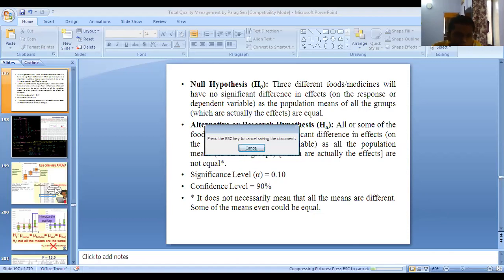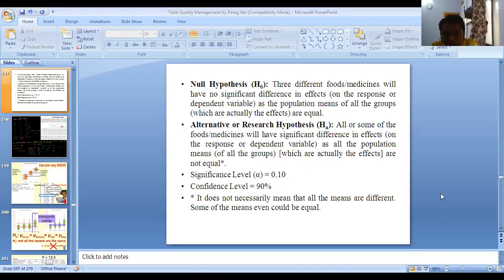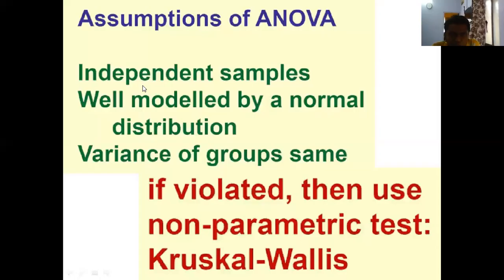So this is the idea of why you need to conduct that post hoc test. Only conducting ANOVA will not give you the whole picture. So in some cases, you need to apply post hoc tests like Cohen's d-test. Now there are some assumptions of ANOVA: independent samples, well modeled by a normal distribution, variance of groups the same.